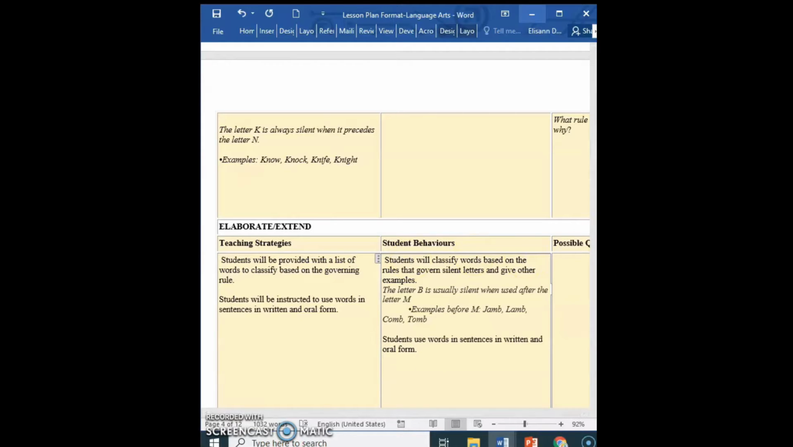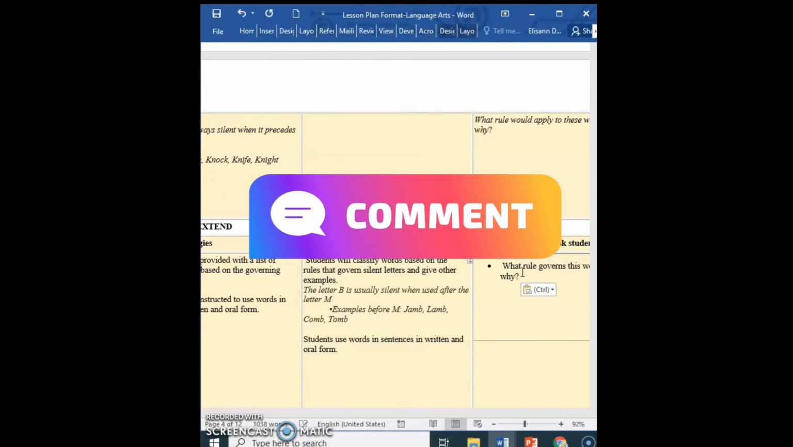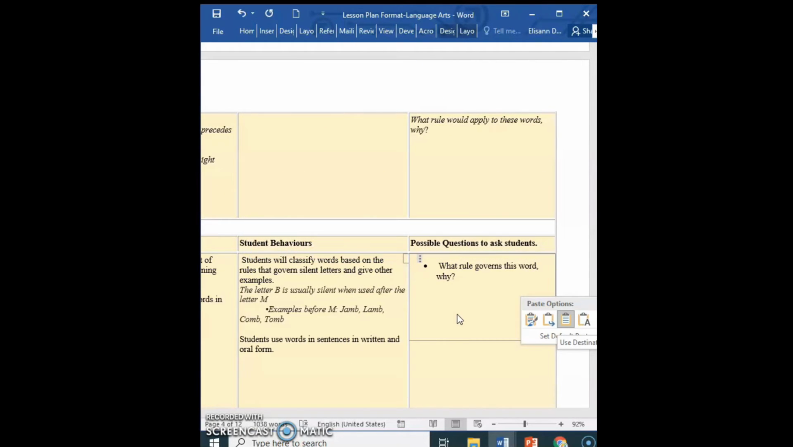Now, what will they be doing during this section? We want students to also use those words in sentences in written and oral form. Now, of course, because of time, I only have one question. Of course, as usual, if you have any additional questions that I could add here, you can always include them in the comments below. What rule governs this word?